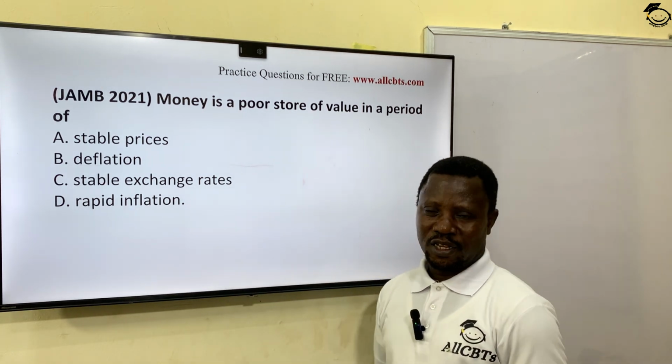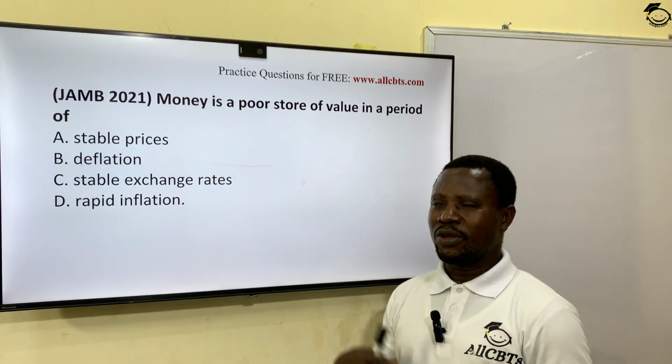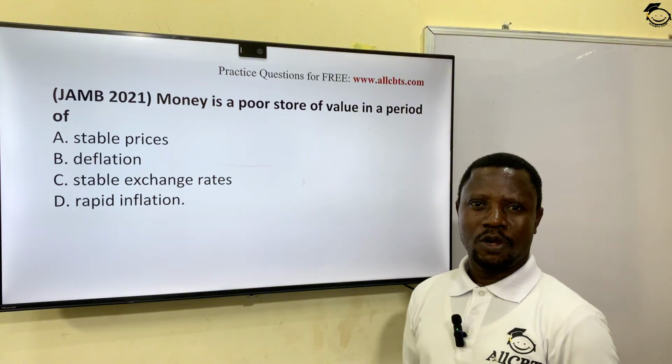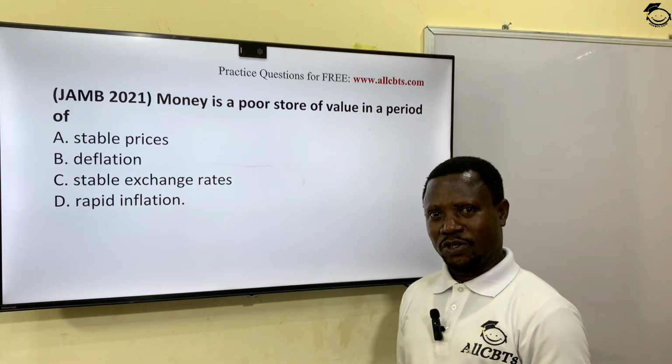Economic waste. Because what the money would have done now, we're not able to do it at a later date. So the answer is what? Rapid inflation, option D.